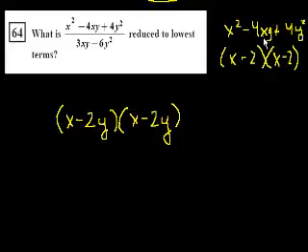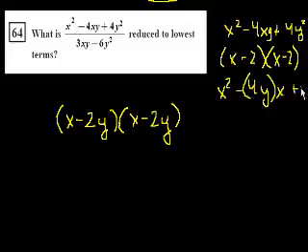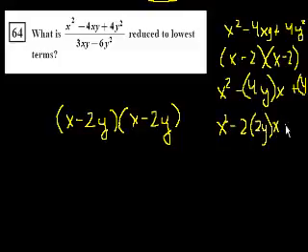So let's treat 4y. You could visualize this thing as x squared minus 4y x plus 4y squared, right? Or you could visualize this as x squared minus 2 times 2y x plus 2y squared. Oh, this isn't 4y squared, this is 4y squared.